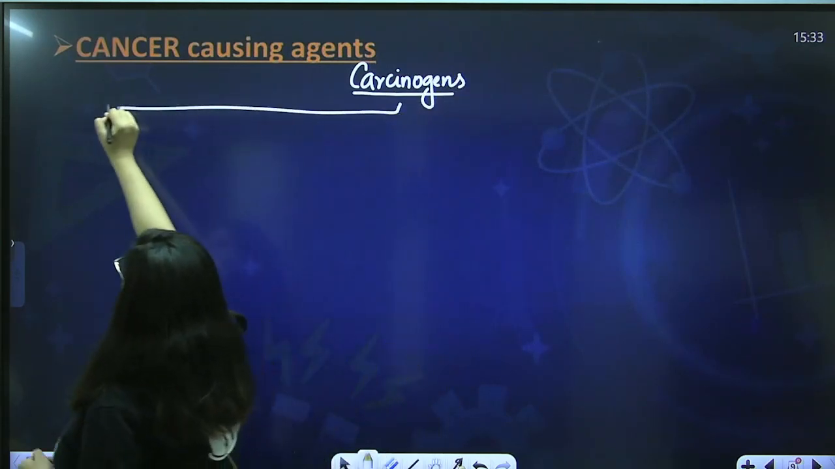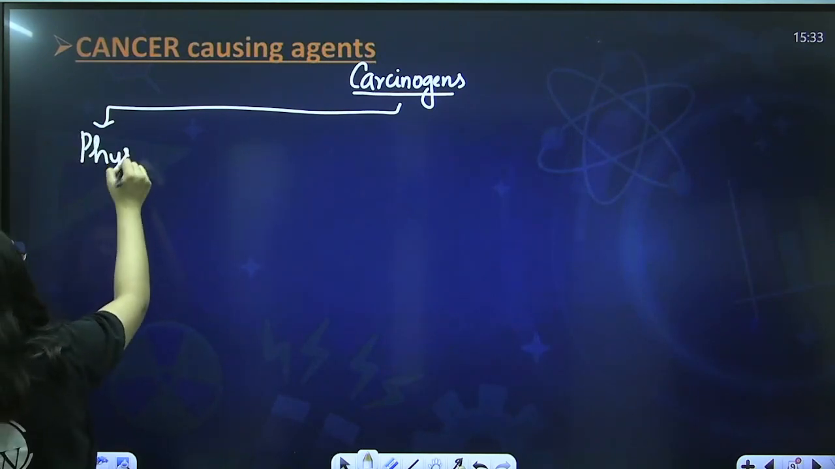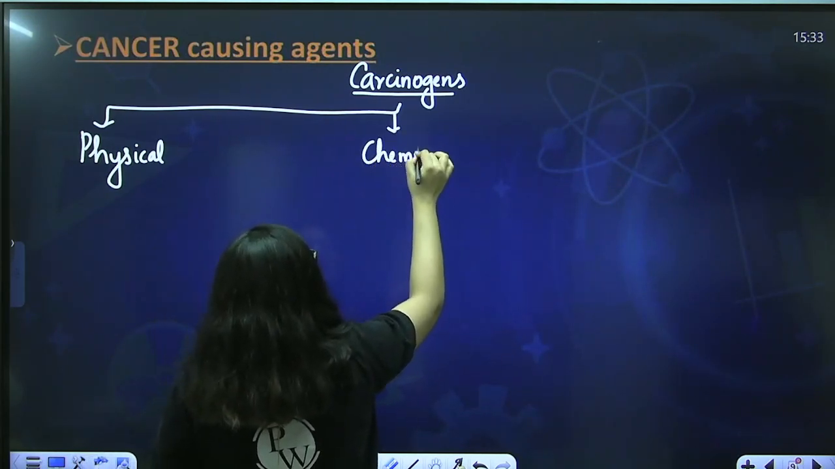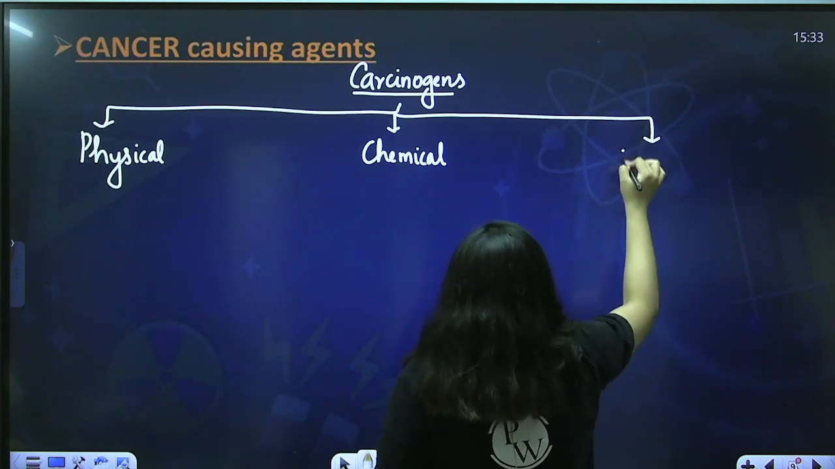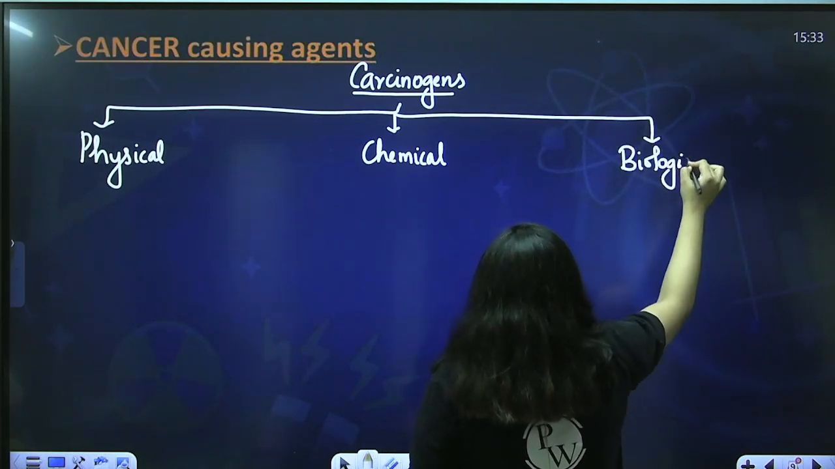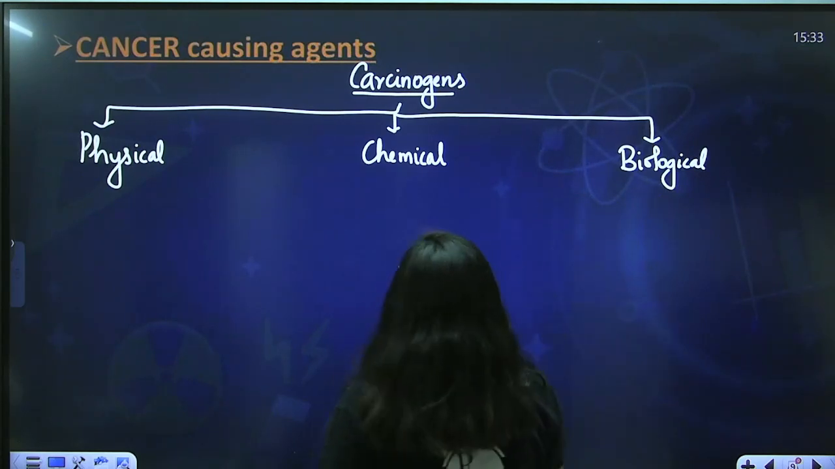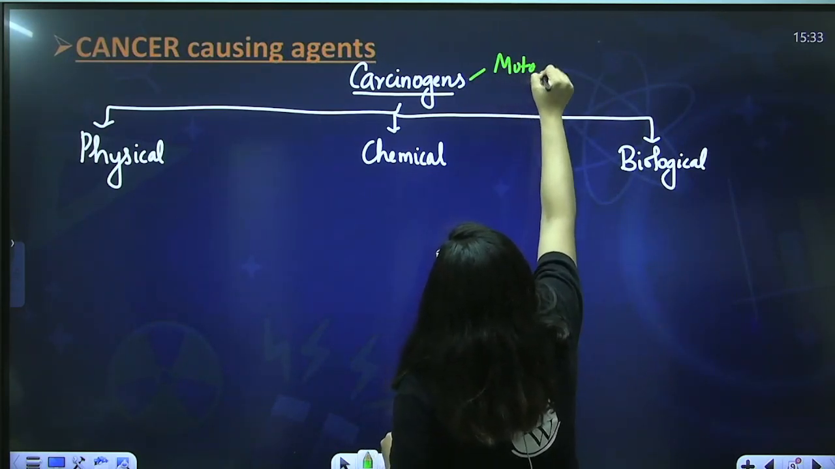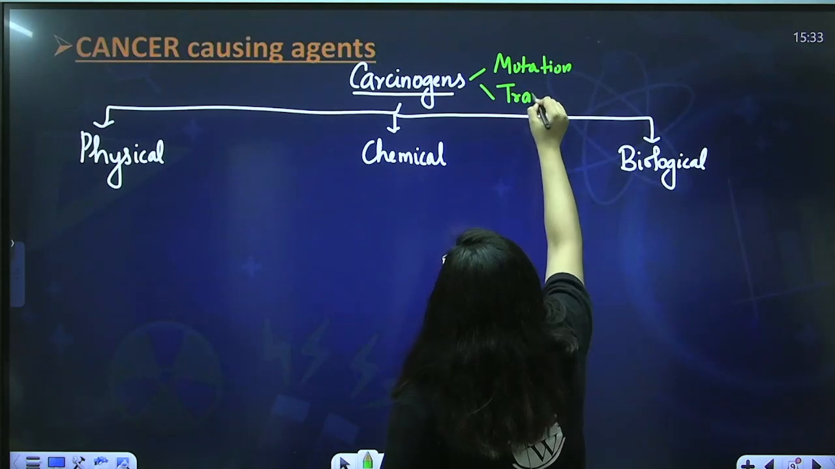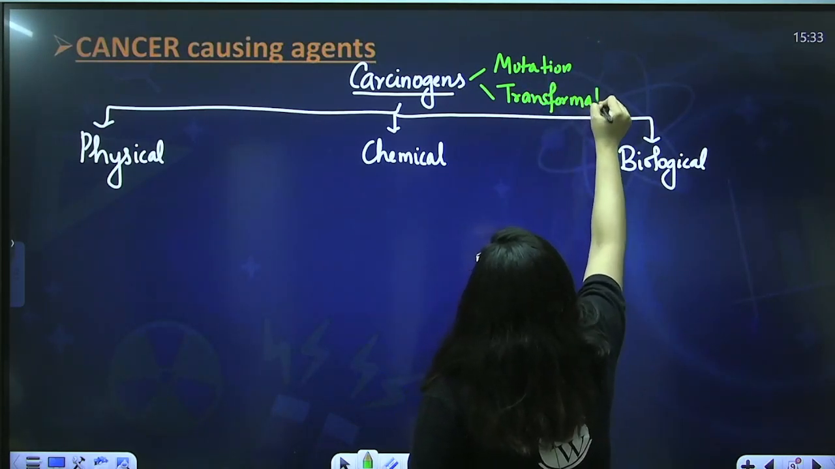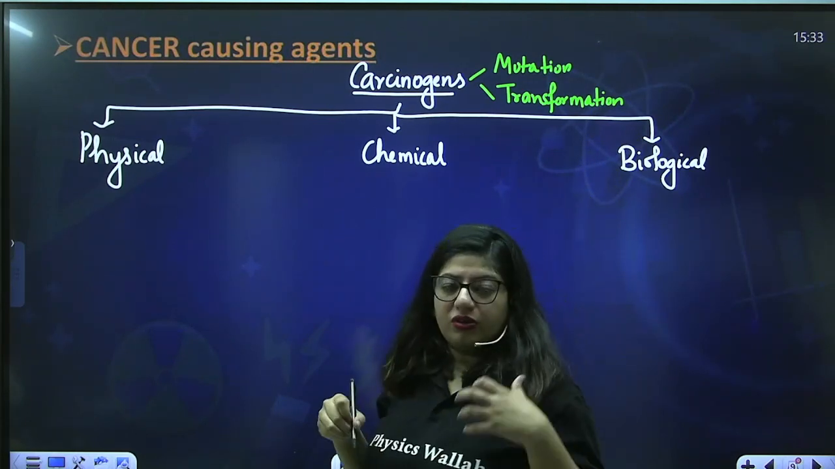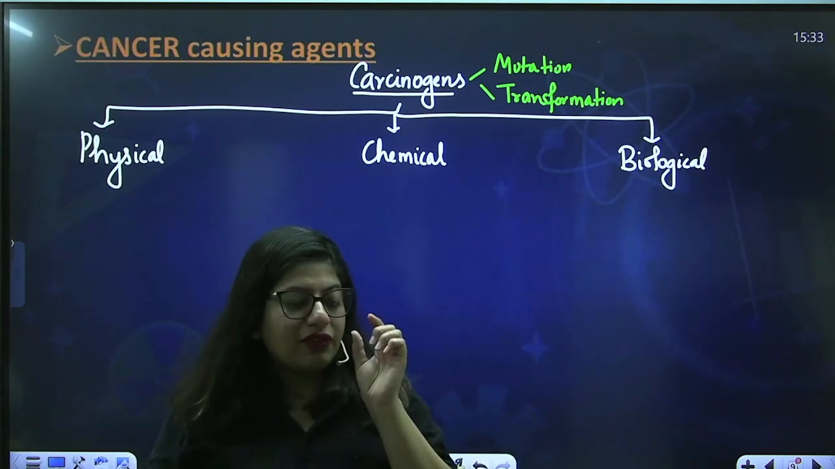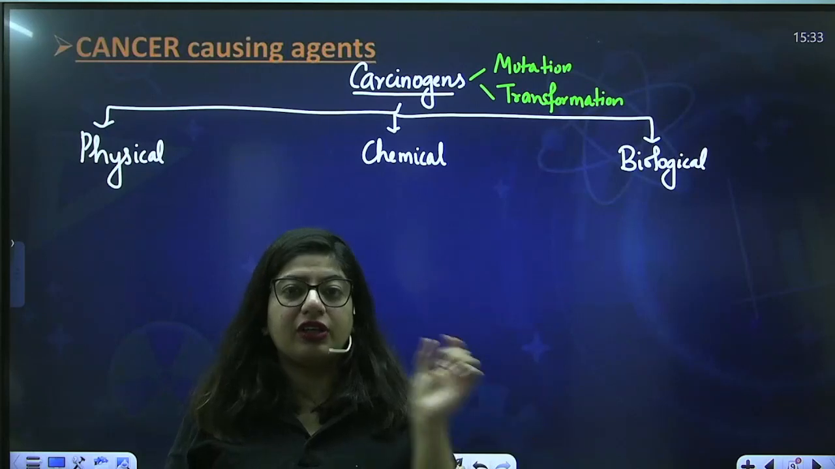Carcinogens are of three types. One is the physical agents. Second is the chemical agents. And third is biological. So any agent which can cause cancer is carcinogen. And these agents have a property that either they can cause mutation or they can cause transformation of cell. Transformation means conversion. Somehow they are converting your normal cell into the cancer cell. That's transformation. Mutation, particularly when you are talking mutation, we are talking about the genes have been altered.